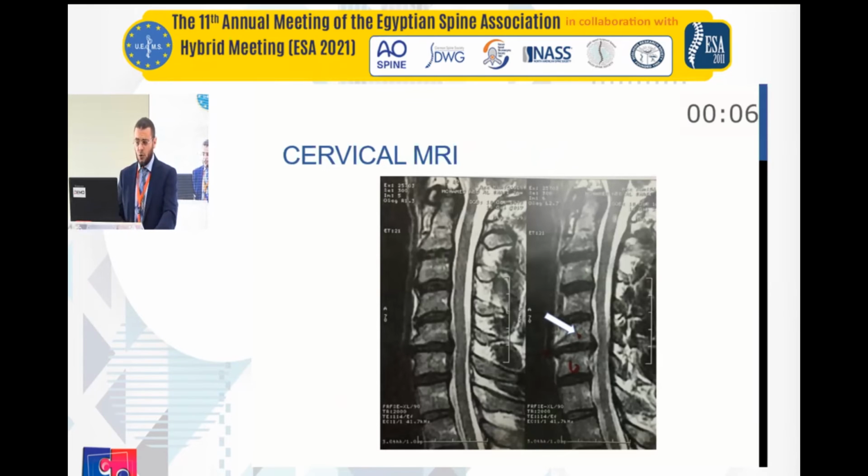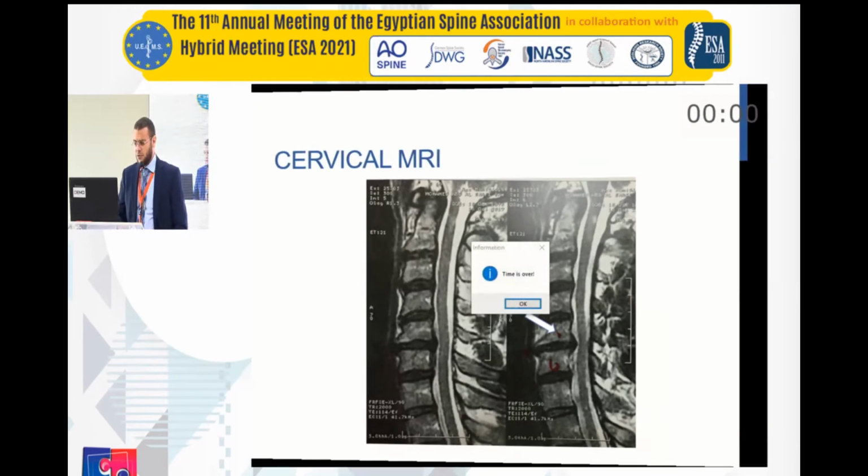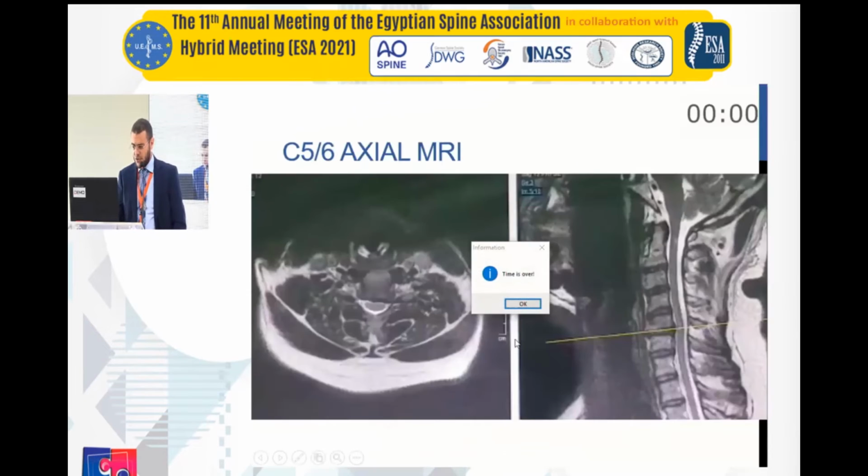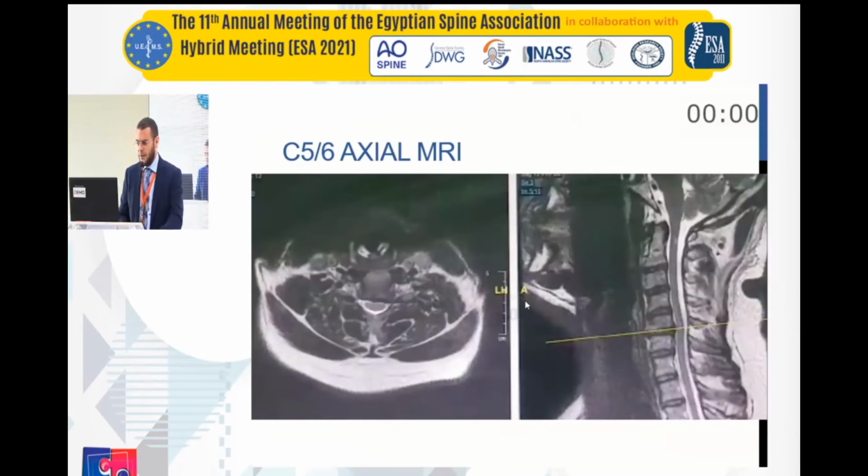cord signal at C1 posteriorly. This patient was screened for MS and neurodegenerative disorders, and all of them were negative. And then we did a somatosensory evoked potential on him. It was positive.